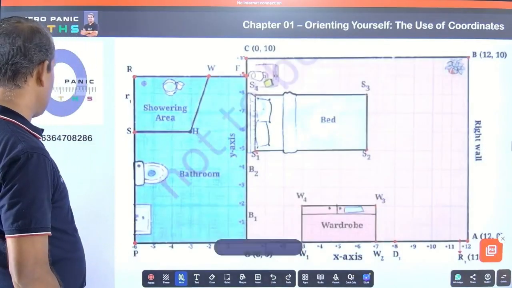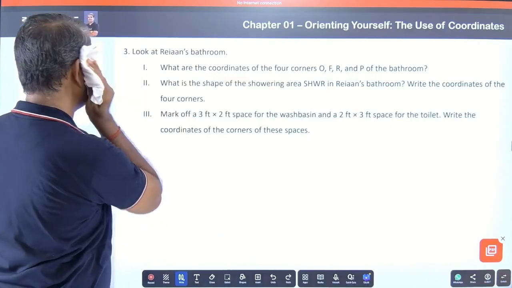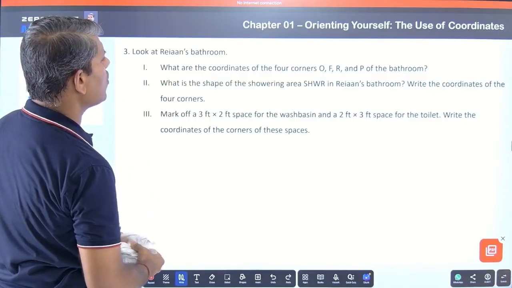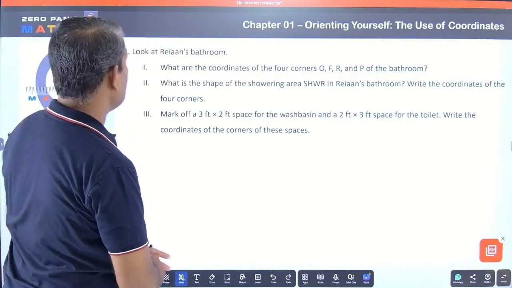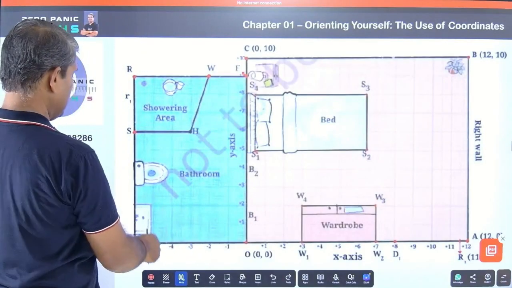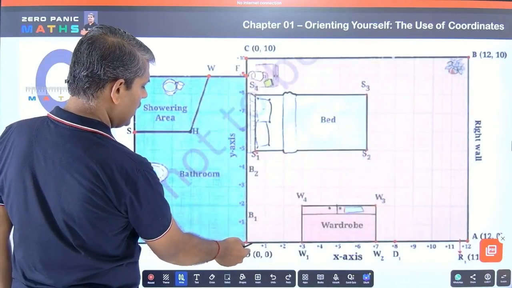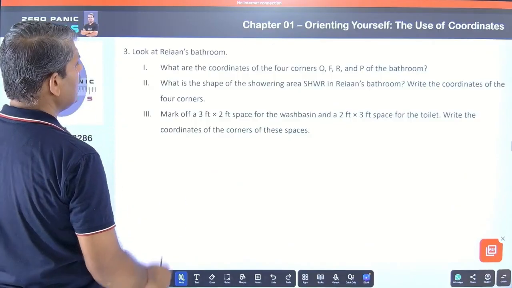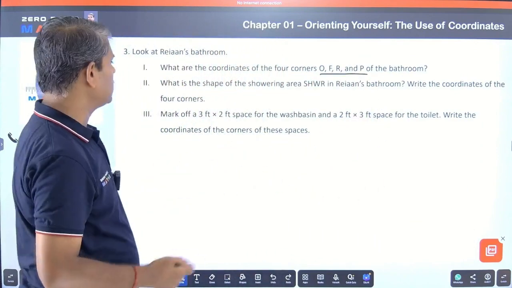Okay, now again I have placed this here. Now look at Rian's bathroom. The third question is, look at Rian's bathroom. What are the coordinates of the four corners O, F, R, P of the bathroom? Okay, let us see that. This is the bathroom, and this is O. Now they are asking, what are the coordinates of O, F, R, P? We can easily find that out also.